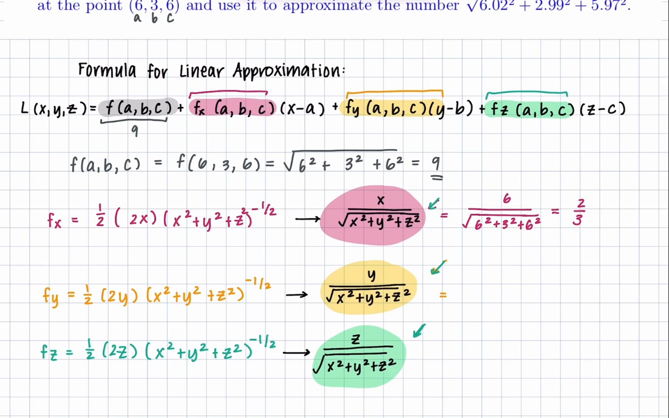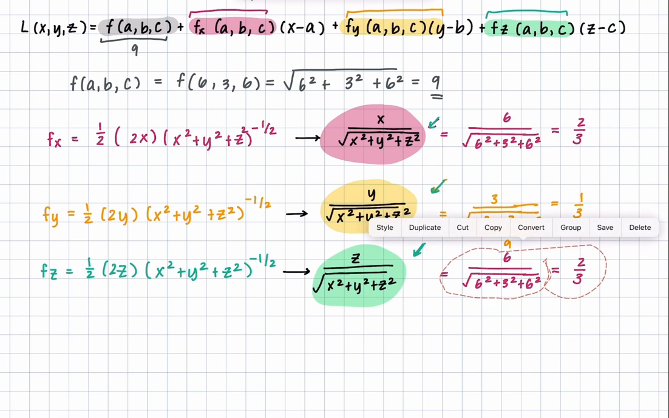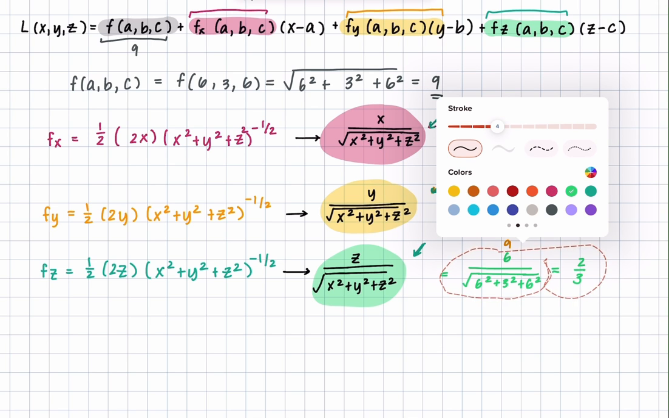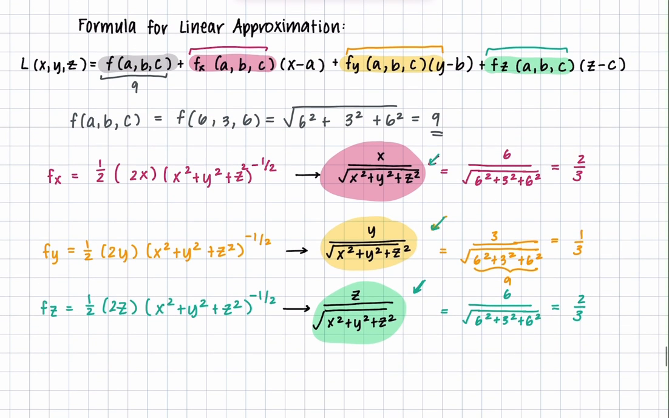Then for this part, I'm going to have 3 over the same thing, the square root of 6 squared plus 3 squared plus 6 squared. The denominator is 9 again, so therefore it has to be 1 over 3. And then lastly, we have the same thing for z, so I'm just going to copy this over here. And that's what we have. We have our values for the partial derivatives, so we can plug those numbers in over here.